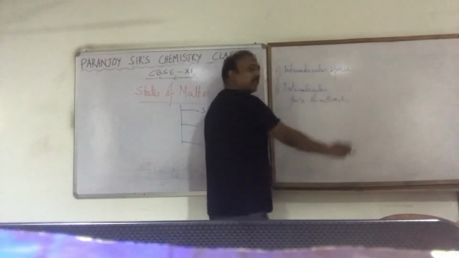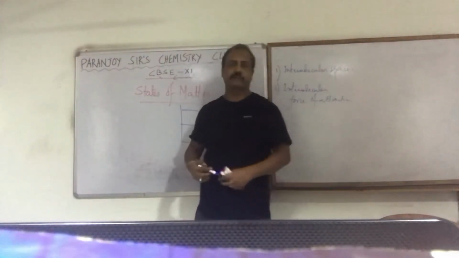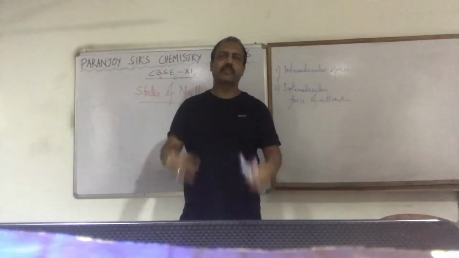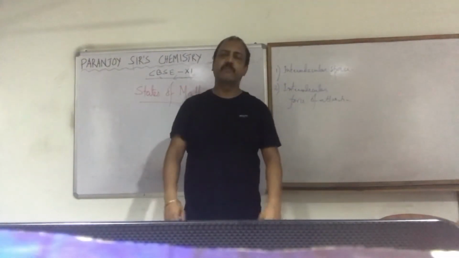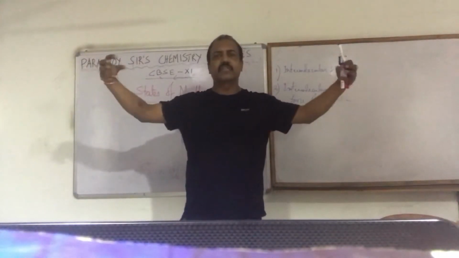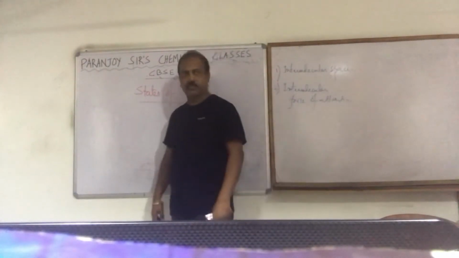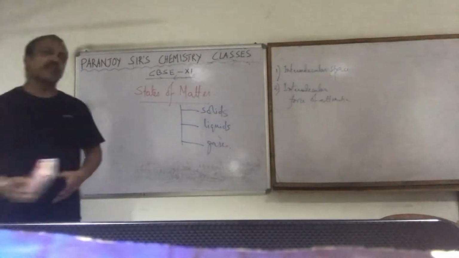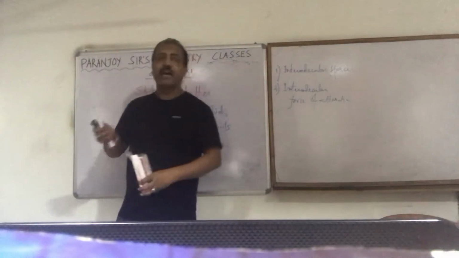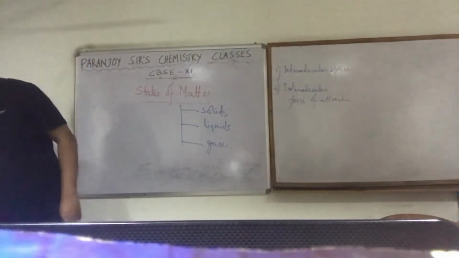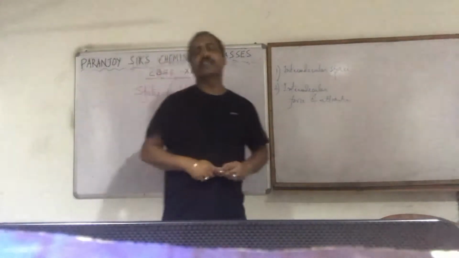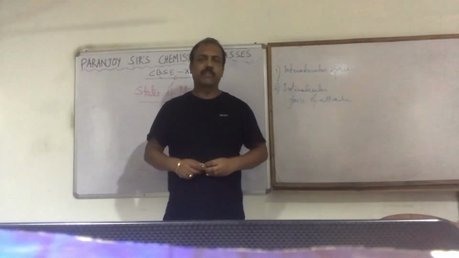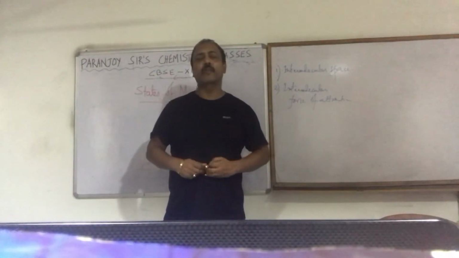The molecules present in the substance are attracting each other. If the force of attraction is very high, the space between them will be very less. If the force of attraction is less, the space between them will be more. So in case of solid, the intermolecular force of attraction is very, very high. Since it is very high, the intermolecular space will be less, and that is why it shows all the properties which you see in case of solid.